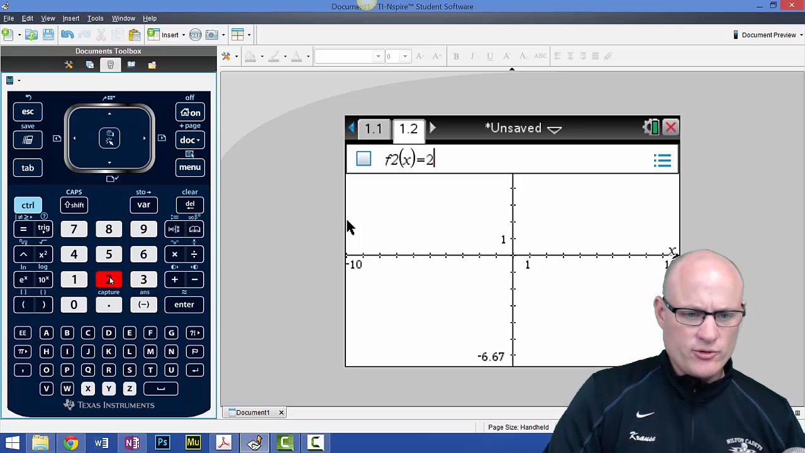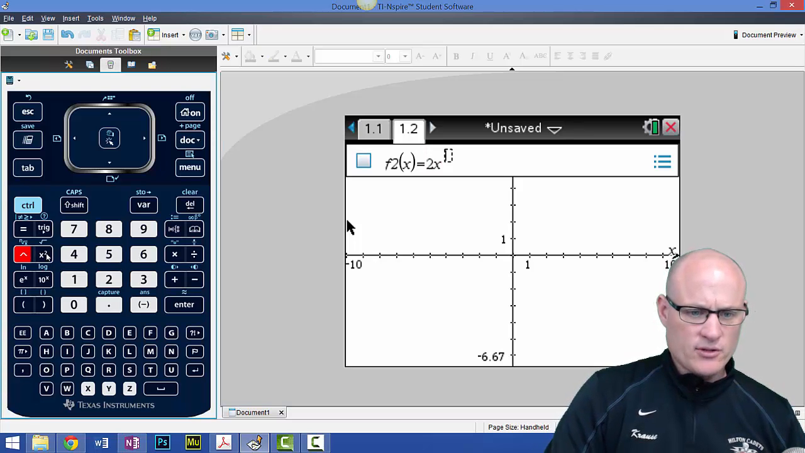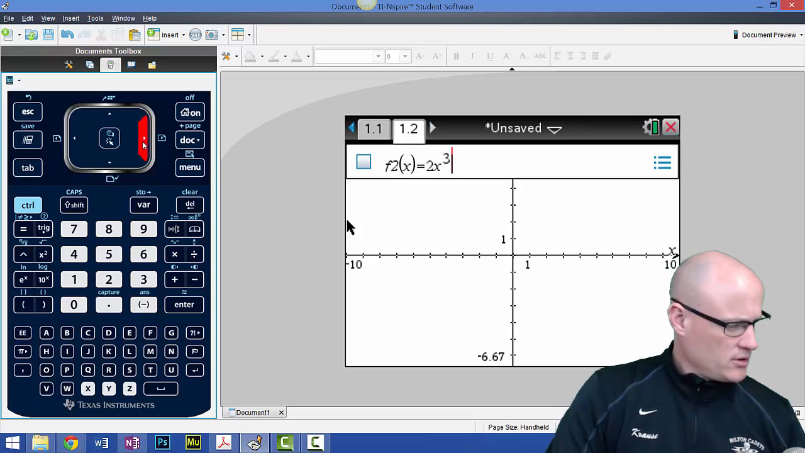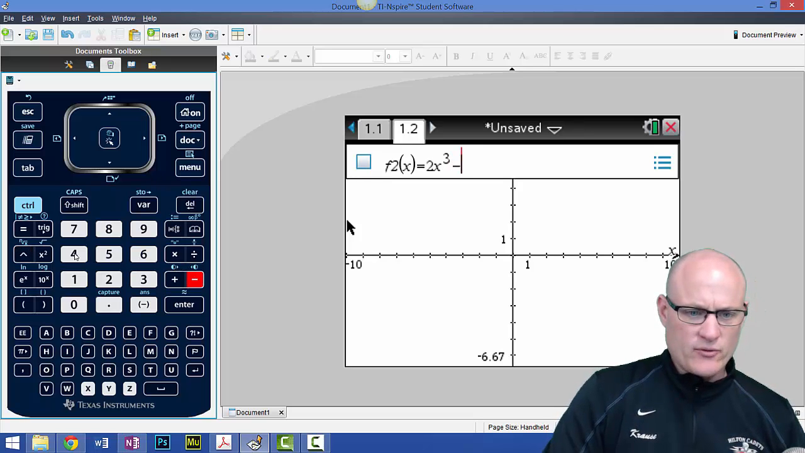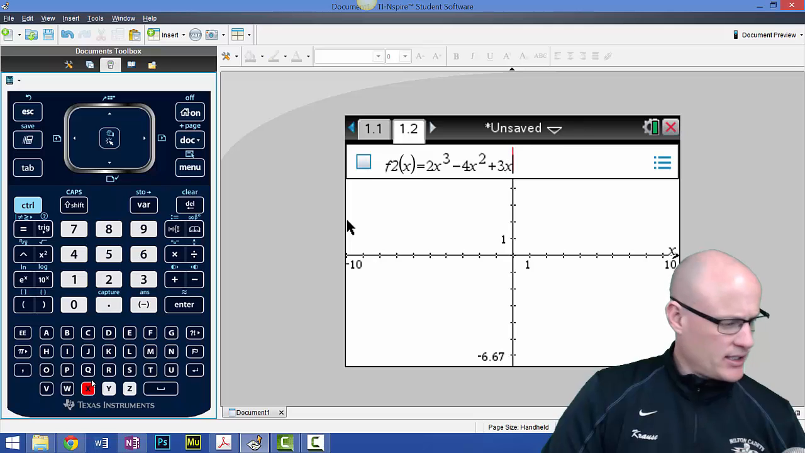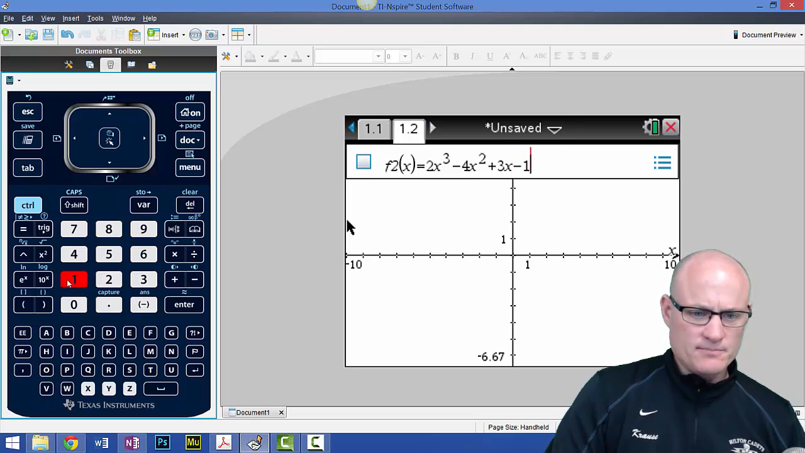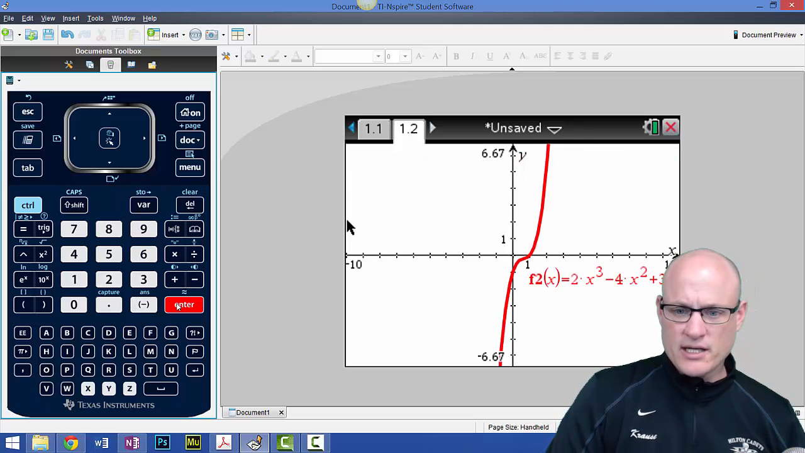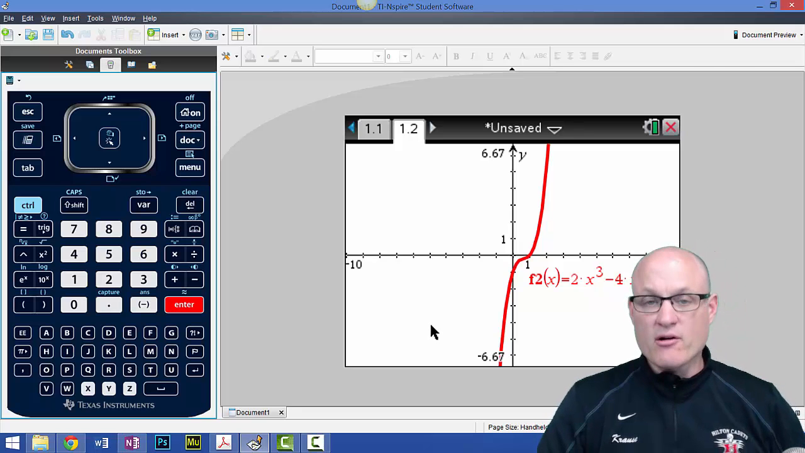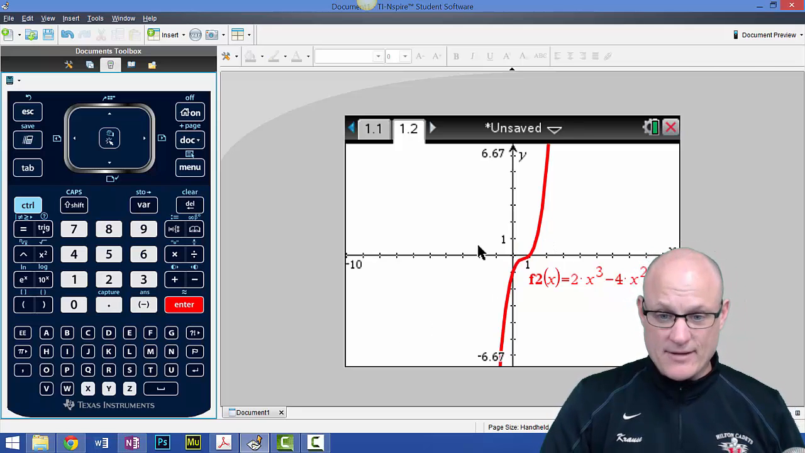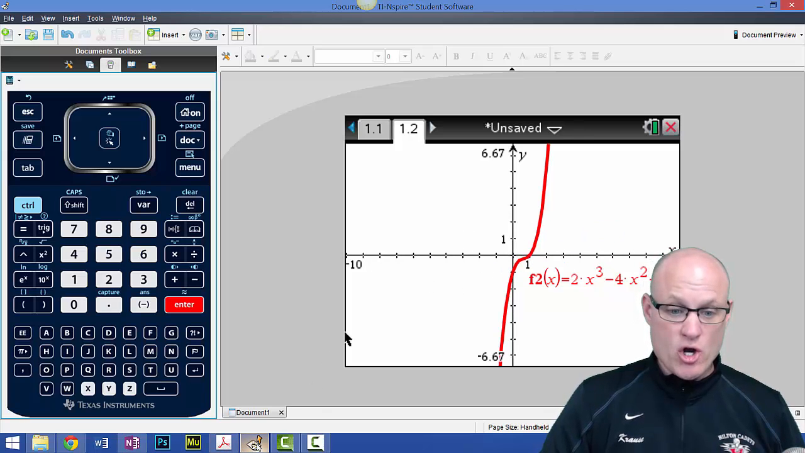2x cubed, minus 4x squared, plus 3x, minus 1. Enter. And how many negative solutions are there? There are none. There are no times where this hits the x-axis on the left side. There are no solutions. No negative solutions.